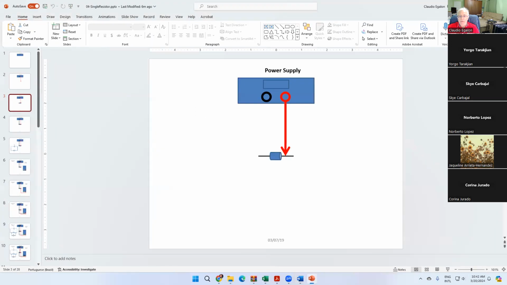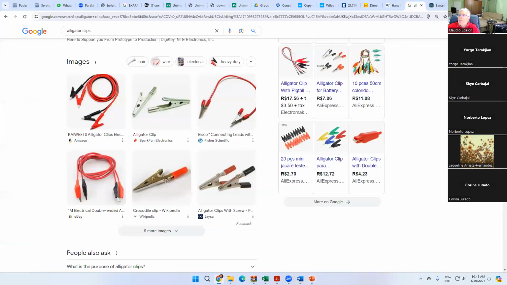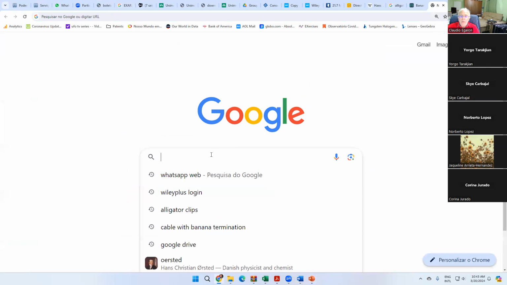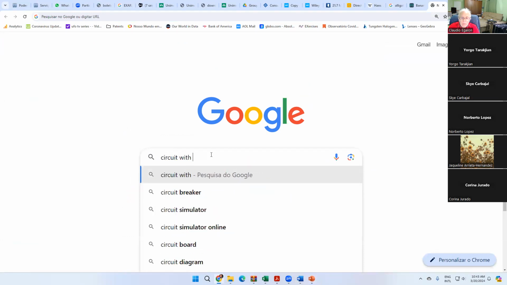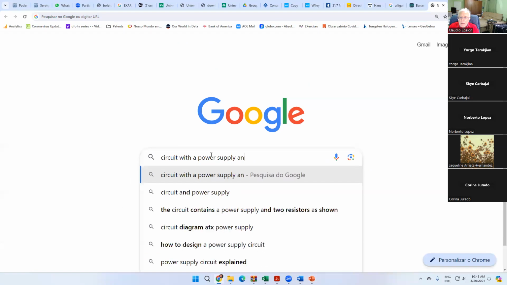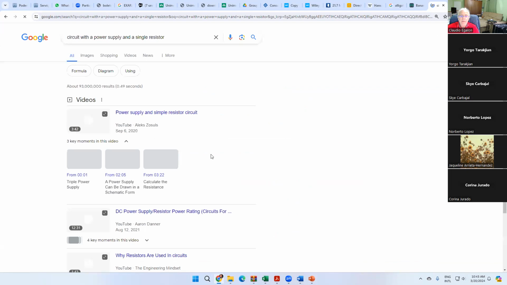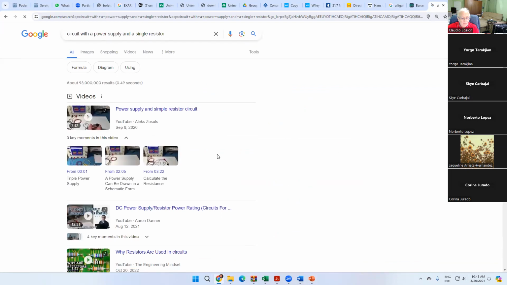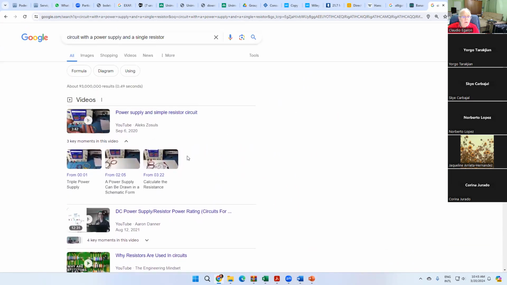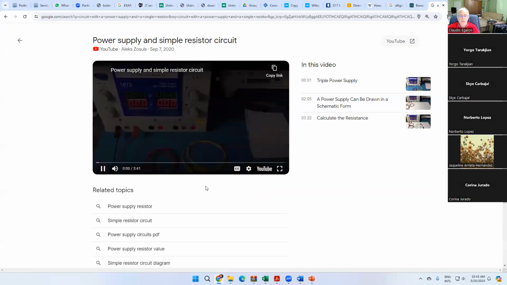We have our circuit ready here. That's how it looks like. Let's see if we can get on the internet. Circuit with a power supply and a single resistor. Let's see if they have it here. Let's see here. Let's take a look at this one here.